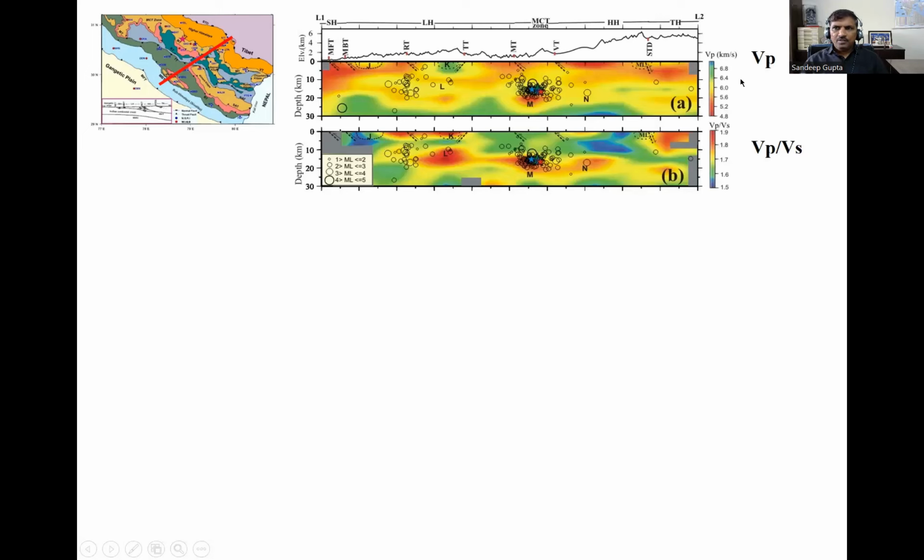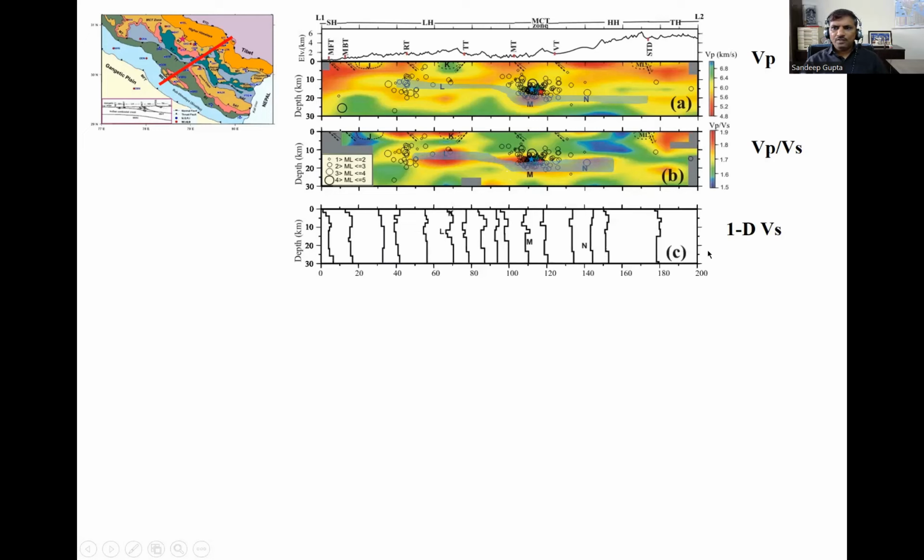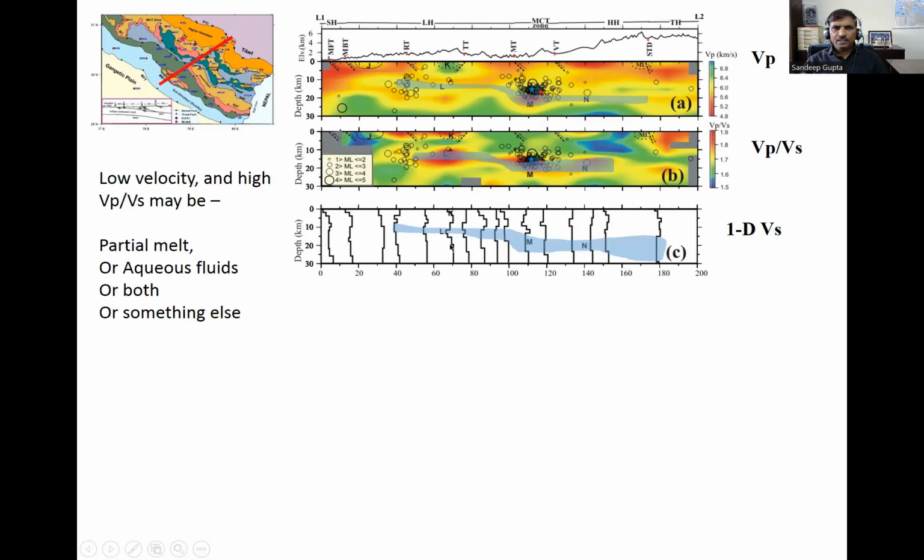This is the Vp image and Vp/Vs image. If you see, in the mid crust the velocity is normal to low, whereas in the Vp/Vs image the mid crust is of high Vp/Vs. These anomalous zones are very well correlated with the 1D shear wave velocity models derived by receiver function analysis. Now the question comes, what could be the reason for this low velocity and high Vp/Vs, whether it is partial melt, aqueous fluid, or both, or something else?